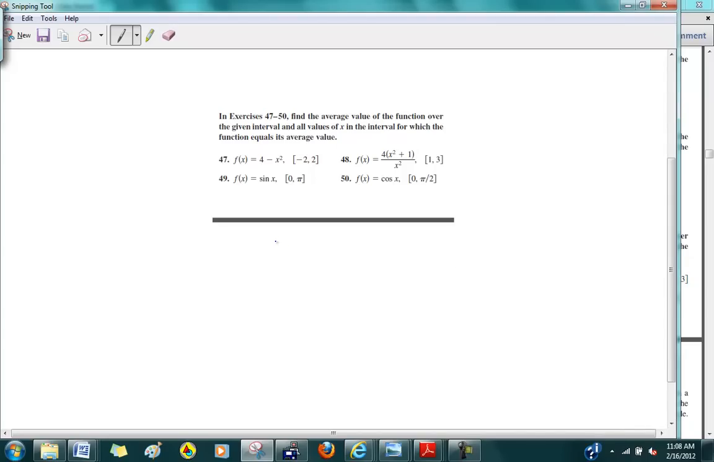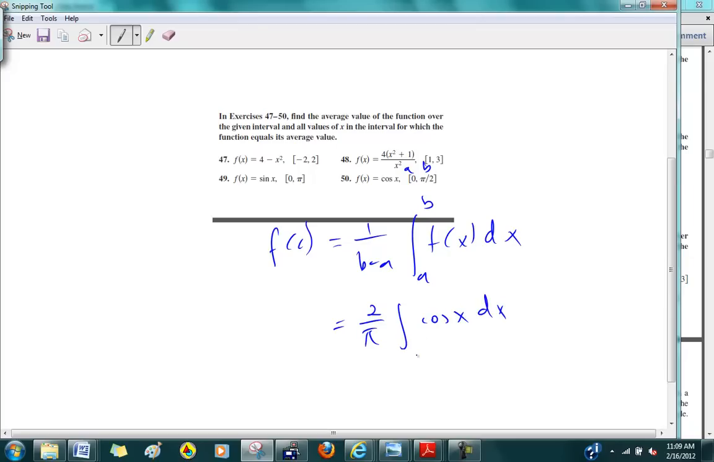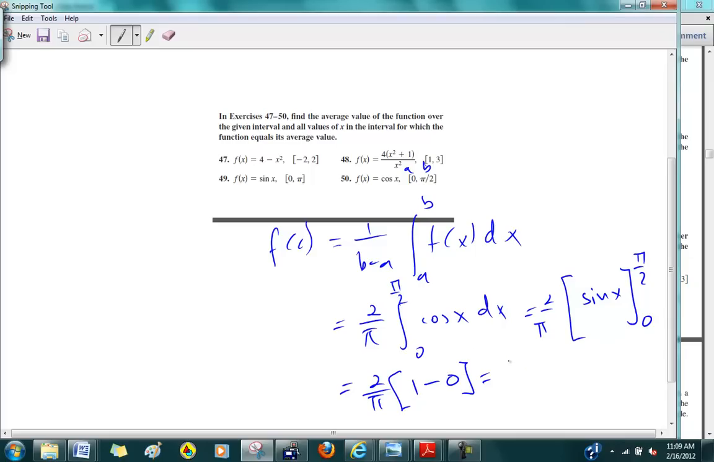Start out by definition. Definition is f of c equals 1 over (b minus a), integral of f(x) dx from a to b. Just from the definition. So remember, a is 0, b is pi over 2, so b minus a becomes pi over 2, and if you're dividing by that, that becomes 2 over pi. You're going to integrate cosine x dx from 0 to pi over 2, and this guy becomes 2 over pi, and the integral of cosine is sine, and sine of pi over 2 minus sine of 0, and you know that sine of pi over 2 is 1, sine of 0 is 0, so you get 2 over pi. And this is the average value of the function, so this is your answer right here.